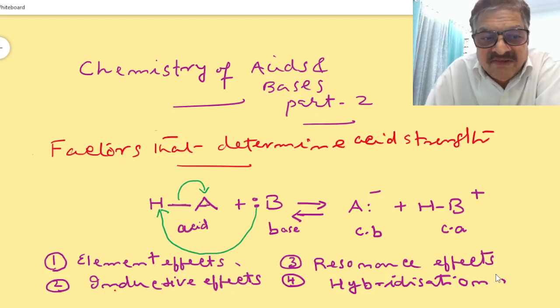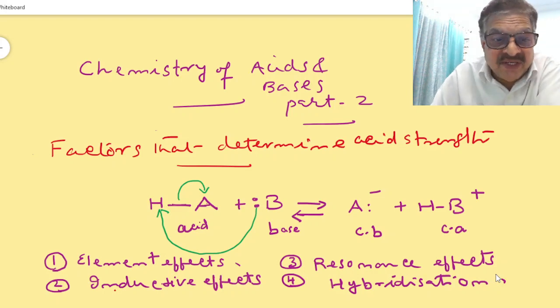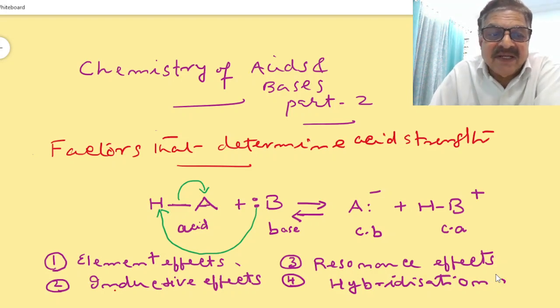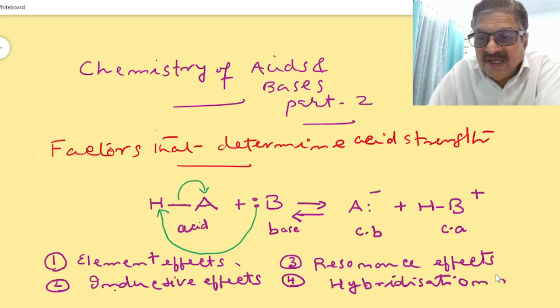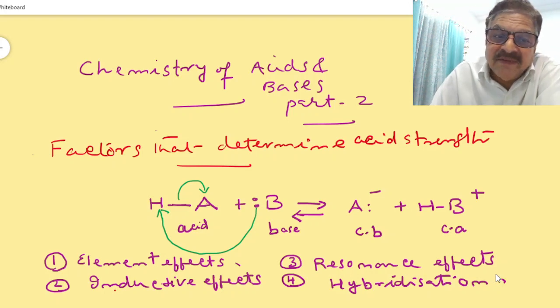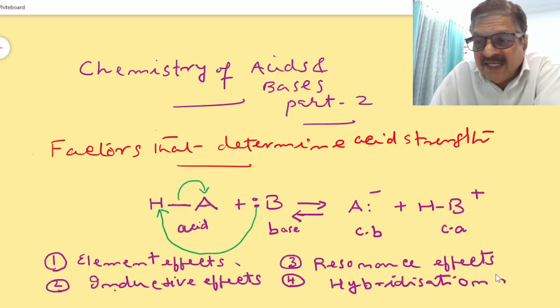Now, first let us see what the element effect is. Element effect means the identity of the particular element in the periodic table. That is the most important factor, the position of the element A in the periodic table. You are familiar with the periodic table. So the most important factor determining the acidity of HA is the position of A in the periodic table. That is the identity.